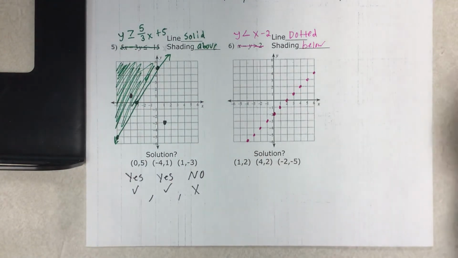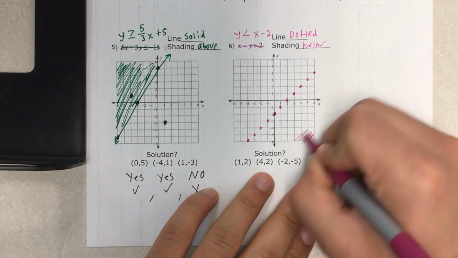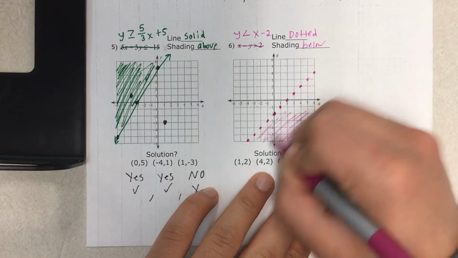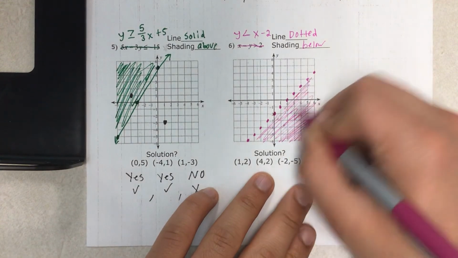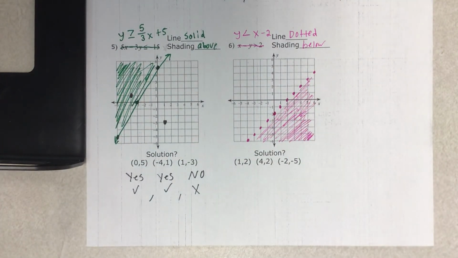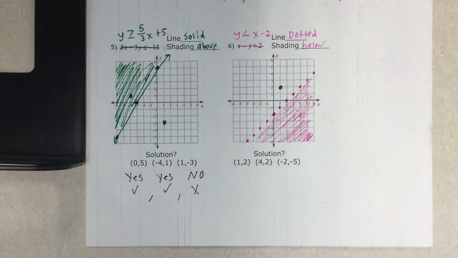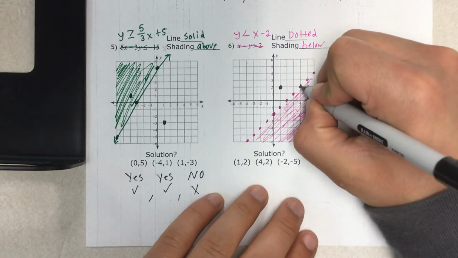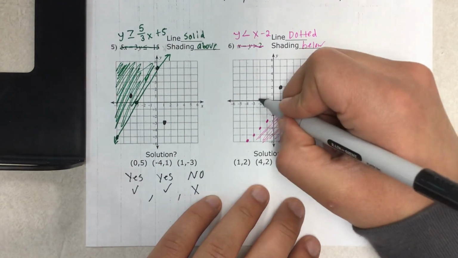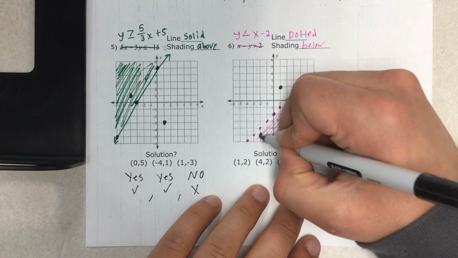And it's dotted, so I can kind of just leave it like that. I just got a bunch of dots, so it works out. And I'm going to be shading below. So we'll shade down here, get a little bigger, and about right there. Cool. And lastly, plot some points. See what we get. So I want to plot the points 1, 2, right there. 4, 2, right there. And -2, -5, right down there.